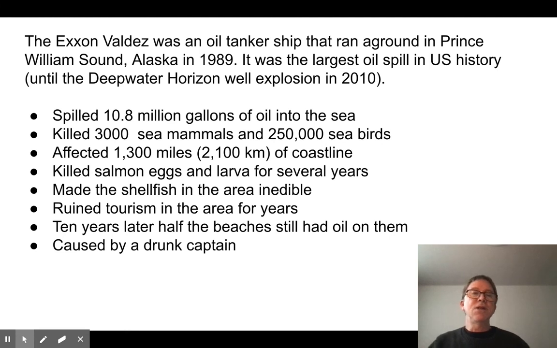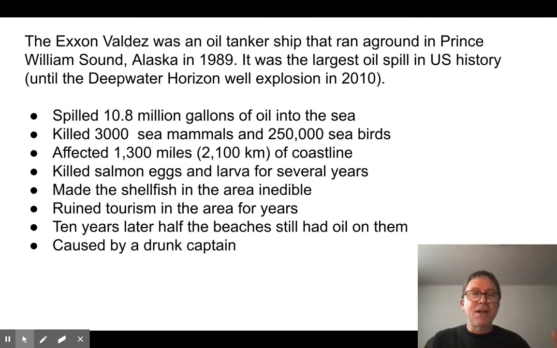But basically, we're talking 10 million plus gallons of oil released into this harbor, and it just killed thousands of sea mammals, hundreds of thousands of birds. I mean, it was all over the news for weeks. I cut up my Exxon card and mailed it to the company. I was so mad.